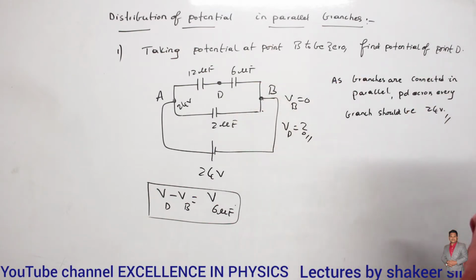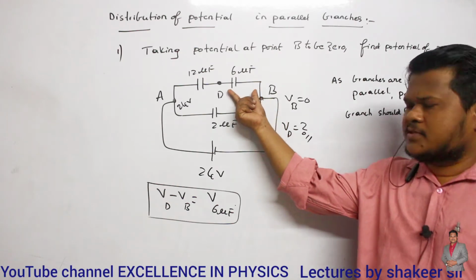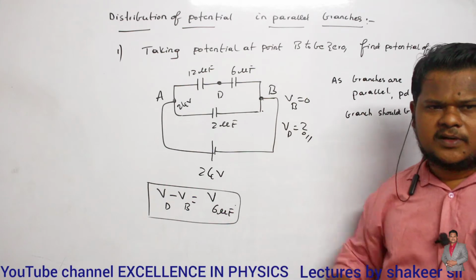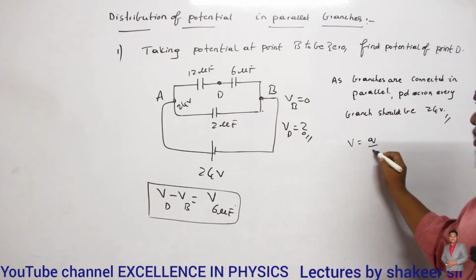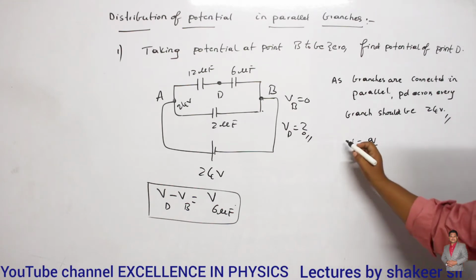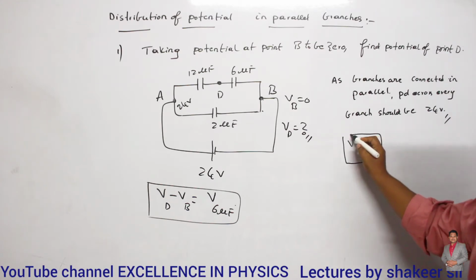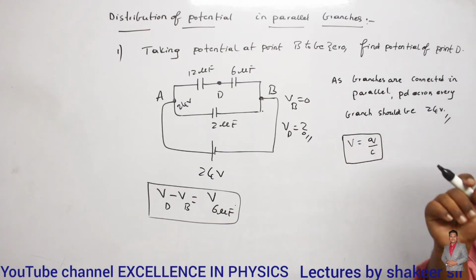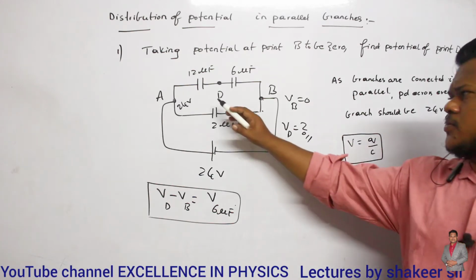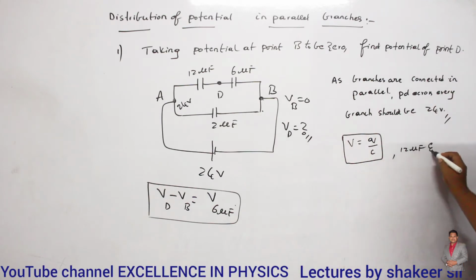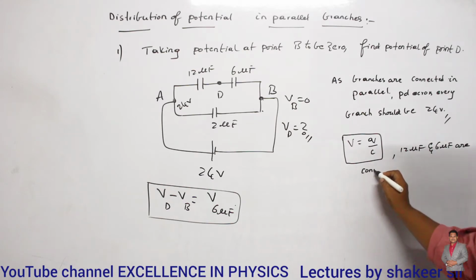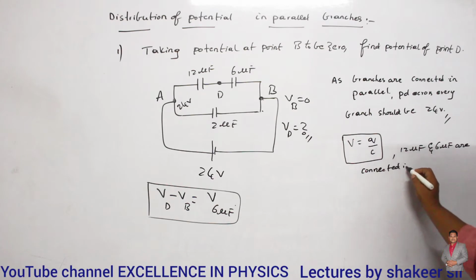How can I calculate that? See, V is equal to Q divided by C. Already we have studied this: the potential difference across a capacitor, V is equal to Q divided by C. Now, 12 and 6 microfarads are connected in series. Are connected in series. That's all.